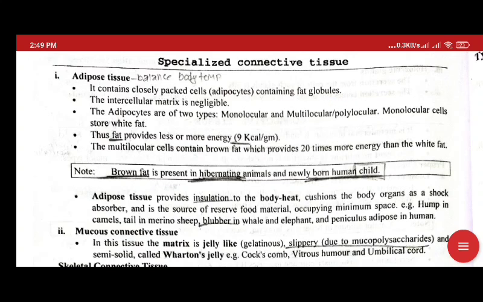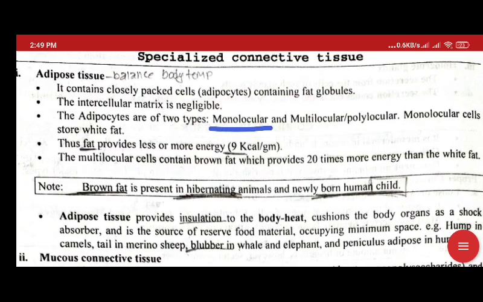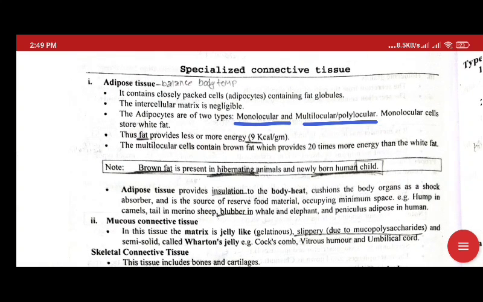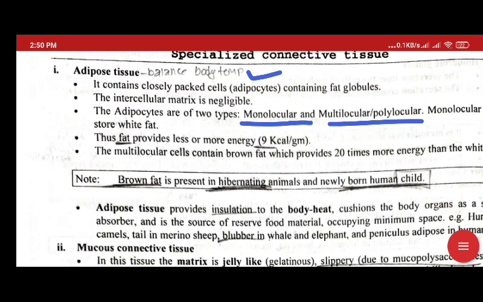Also we have two types of adipocyte cell. That is monolocular or unicellular, and multilocular. Now the main function of adipose tissue is what? Body temperature balancing. Now, as we know, fat food gives what? 9 kilocalorie per gram.